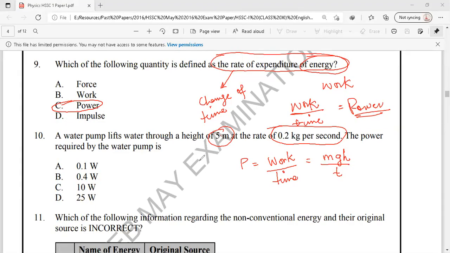If a height is changed while doing work, then work is always equal to potential energy. In this question, height is given, that is 5. Gravitational acceleration we know is 9.8, while 0.2 kg per second means mass over time, given in our question as 0.2. So this is 0.2 times 9.8 multiplied by 5. The product will be equal to 10 joules per second, or 10 watts. So for question number 10, the correct option is option C.